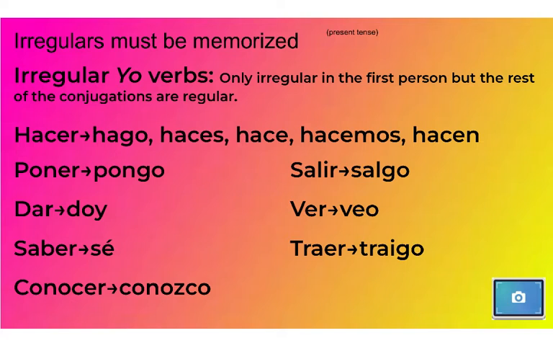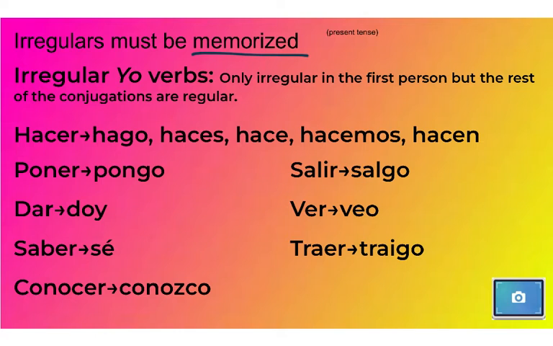Irregulars are in every single tense. We must understand that irregulars must always be memorized. There's no other way. So in your language practice, you will eventually memorize these and know how to properly use them and conjugate the verbs.